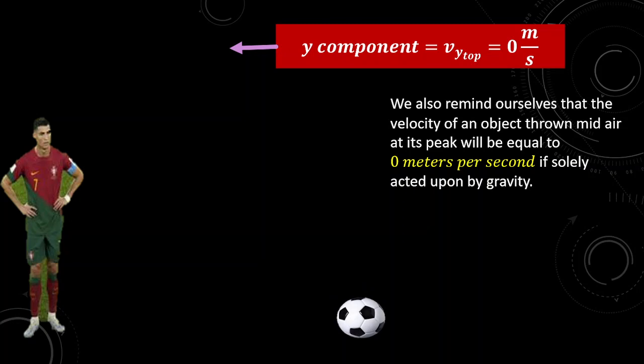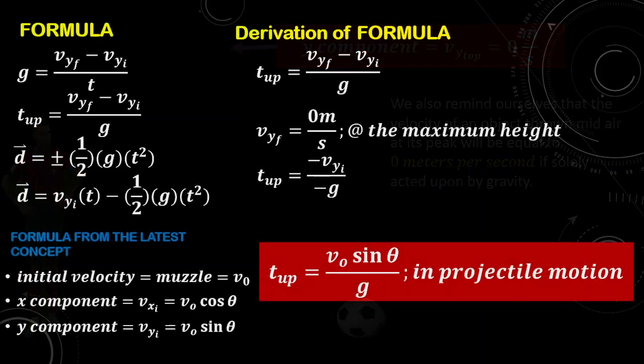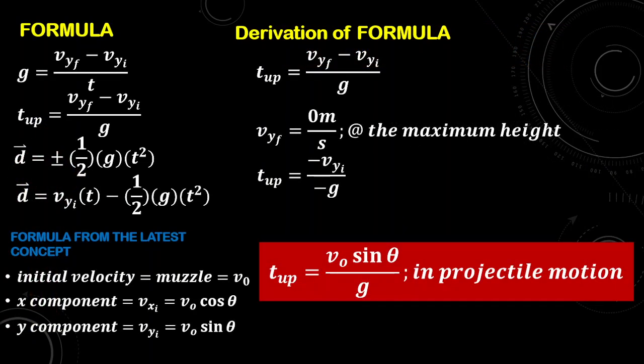We plug the formula into the free fall equation and we can get the amount of time t that it takes for the projectile to reach its maximum height. We have time to get up is equal to v sub o sine theta over g.